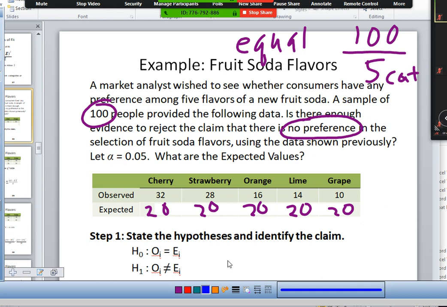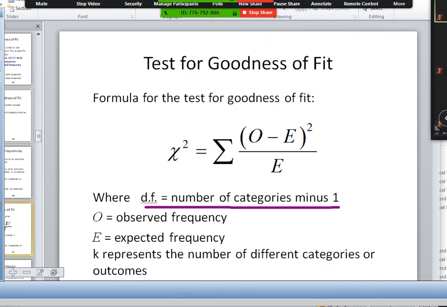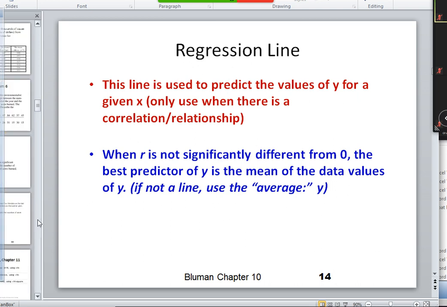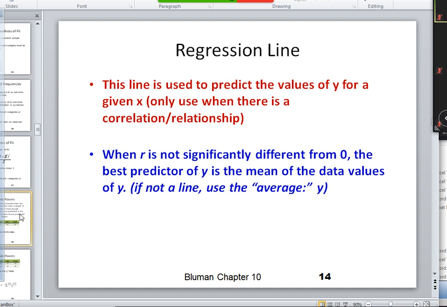Maybe I will actually pull up this one instead, because otherwise it gives away too much information. Great. Okay. Vanessa, go ahead and read. Example: a researcher wants to determine whether consumers have any preference among 5 flavors of a new fruit soda. A sample of 100 people provided the following data. Is there enough evidence to support the claim that there is a preference?